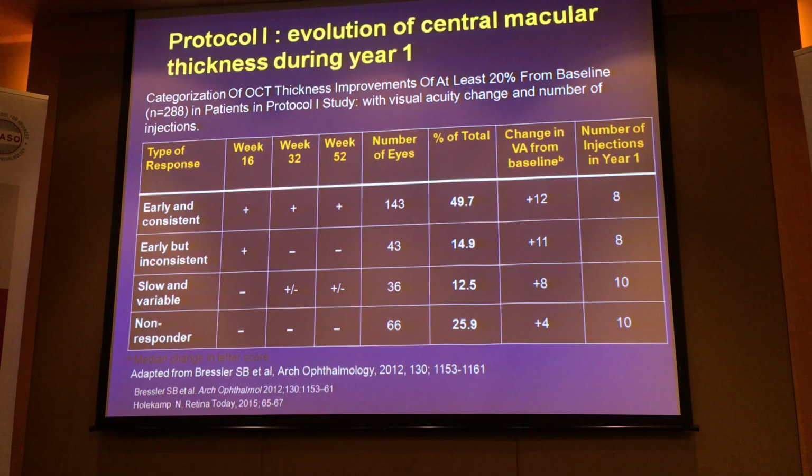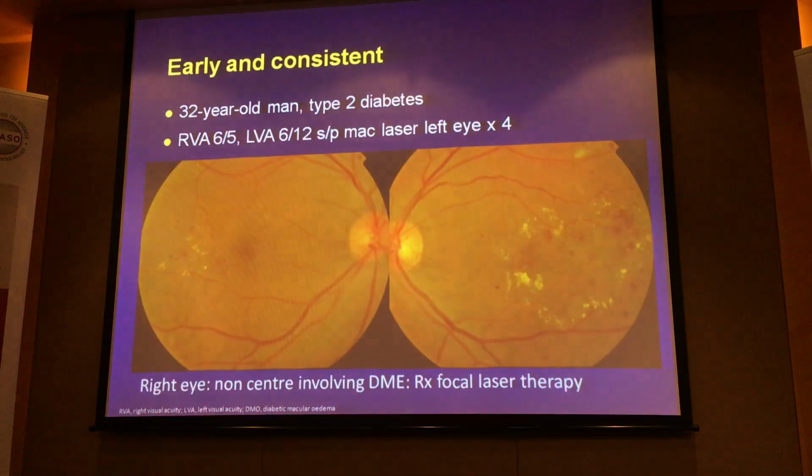We won't know. So I tell patients that proportionately 50% will be good, early and consistent, 25% not so good, no response, and then somewhere in between. So that it sets out some expectations for them.